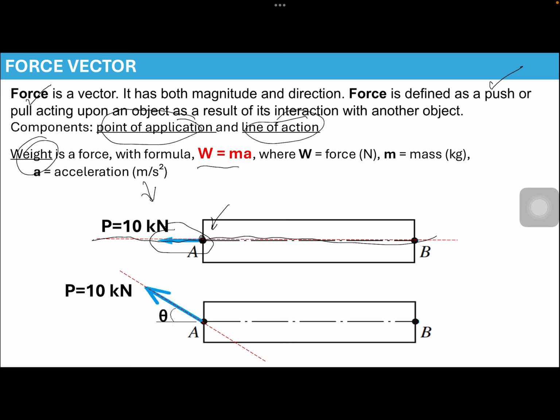So ang formula ng weight natin is mass times acceleration of gravity. Okay? So ang gravity nga, acceleration of gravity in SI is 9.81 meter per second squared. In English, it is 32.2 feet per second squared.